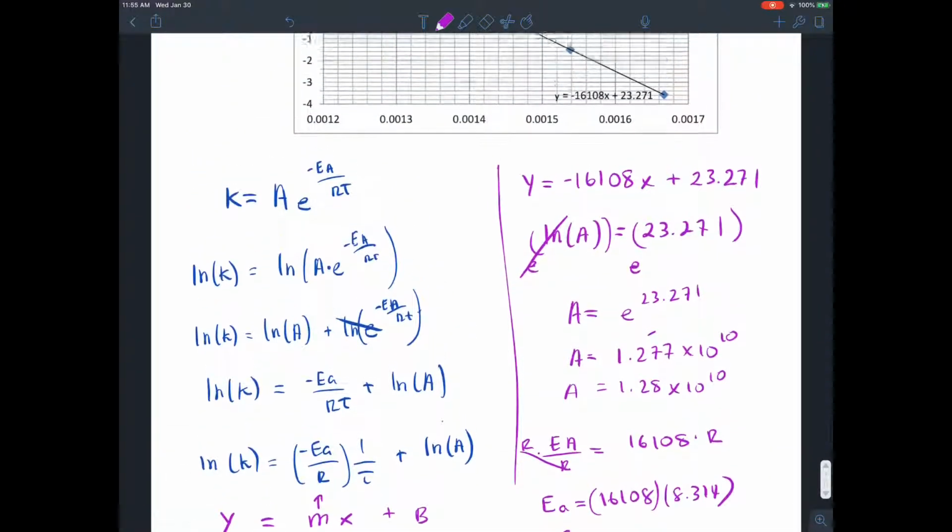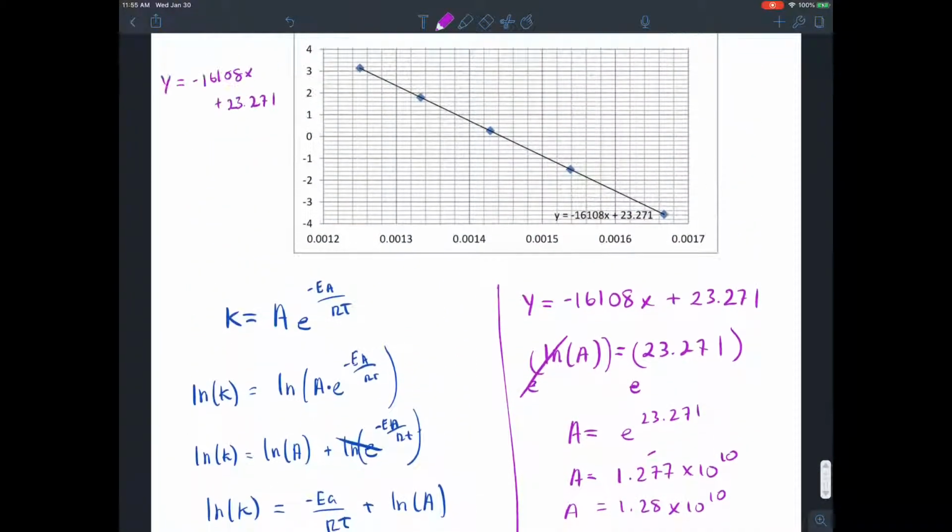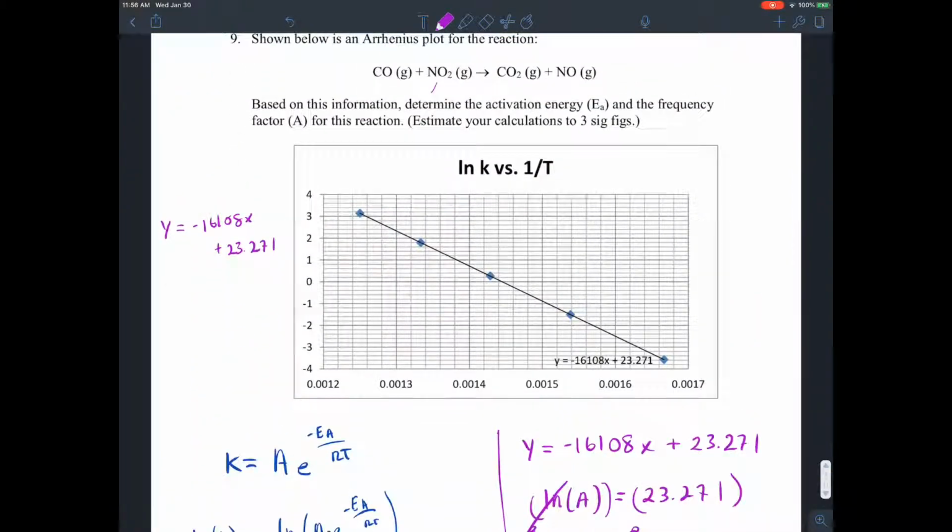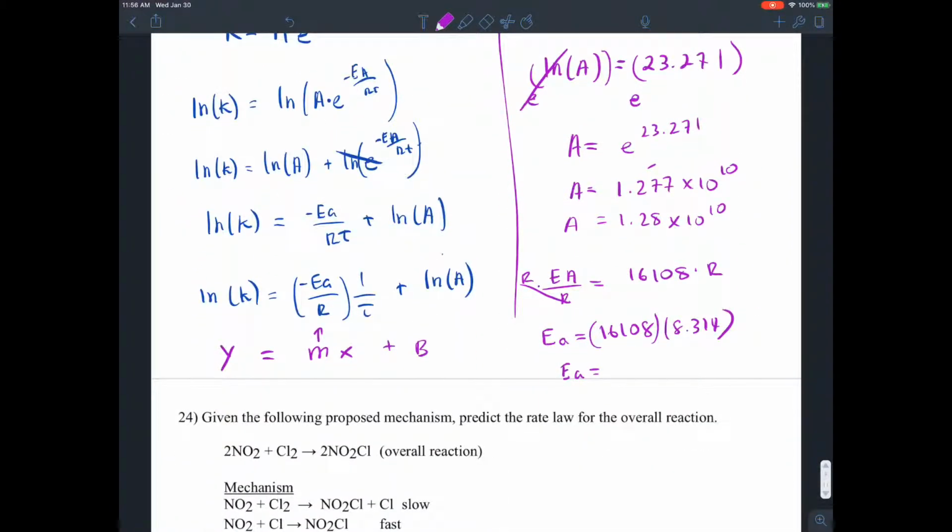Remember, normally this is in joules, but let's put this into kilojoules so it's a little bit smaller. So let's divide that by 1,000. We're going to have a total value of 133.922 kilojoules per mole. Now I'm going to round this to 3 sig figs, as the question demanded. So it's going to be EA equals 134 kilojoules per mole.